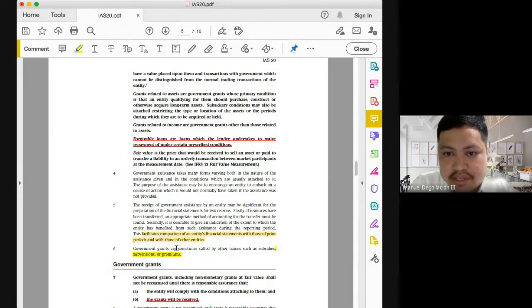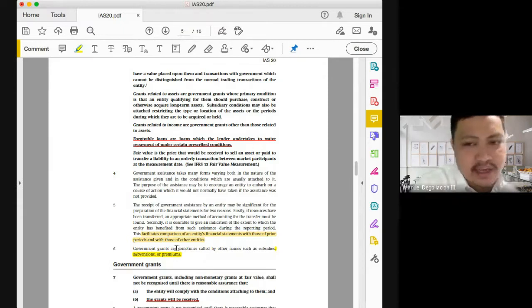So here, the receipt of government assistance by an entity may be significant for the preparation of the financial statements for two reasons. First, if resources have been transferred, an appropriate method of accounting for the transfer must be found. Okay, and this is what we'll discuss later on. Second, it is desirable to give an indication of the extent to which the entity has benefited from such assistance during the reporting period, especially if you report the grant as an income, class.